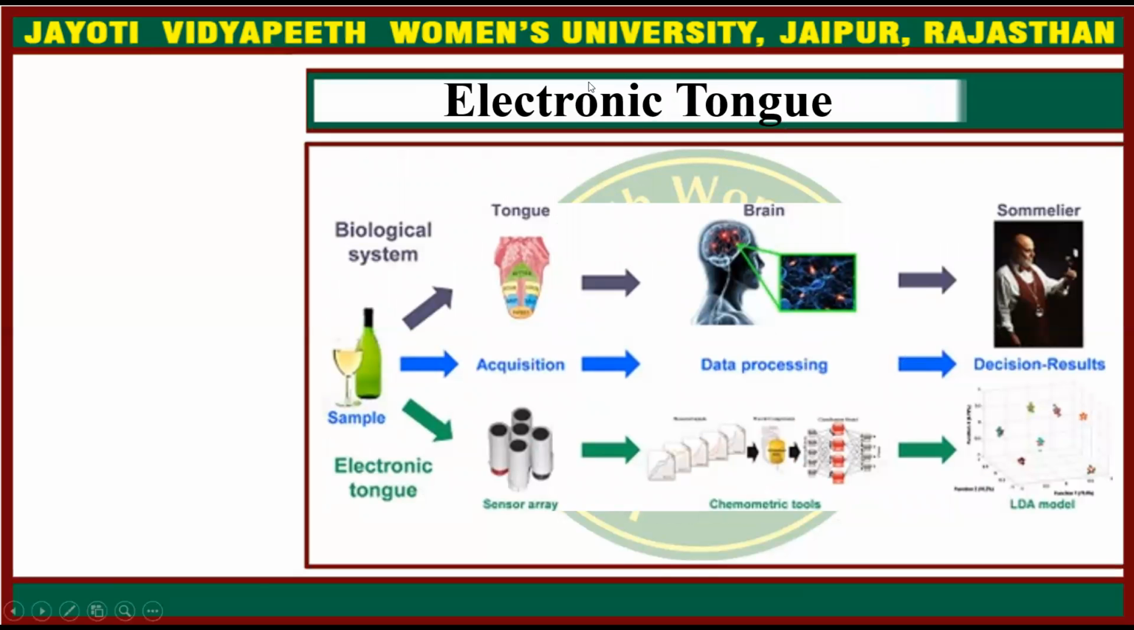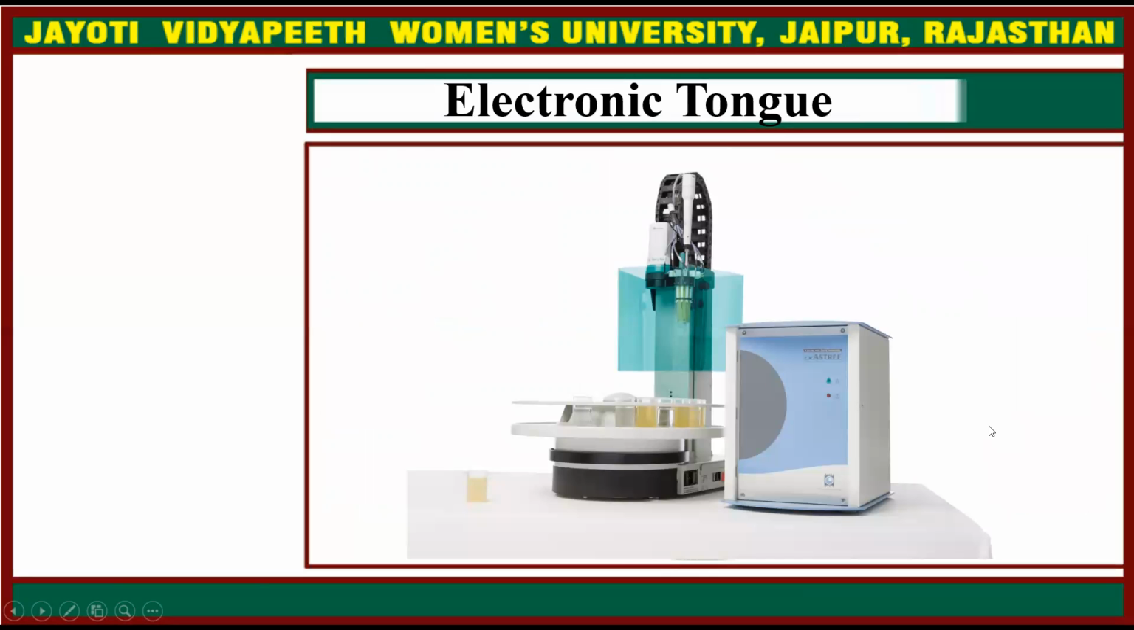The electronic tongue works as follows: there is a sample, and in the biological system, the tongue's taste receptors send a signal to the brain and we analyze the taste of the product. Then acquisition, data processing, and decision results. The electronic tongue is made of a sensor array, chemometric tools, and a model. This is a picture of the electronic tongue.